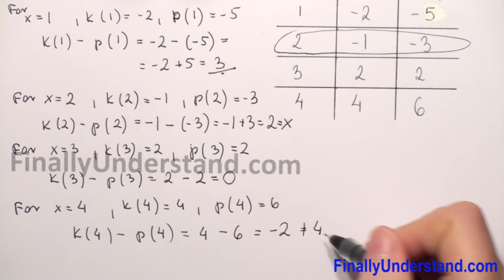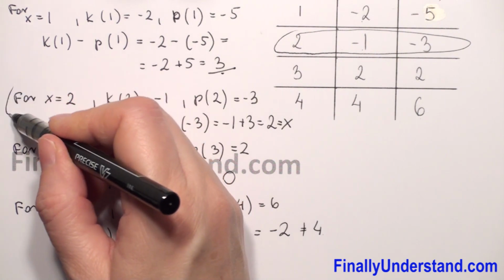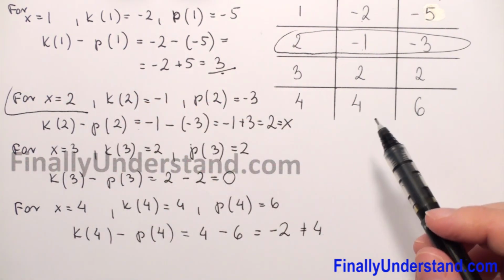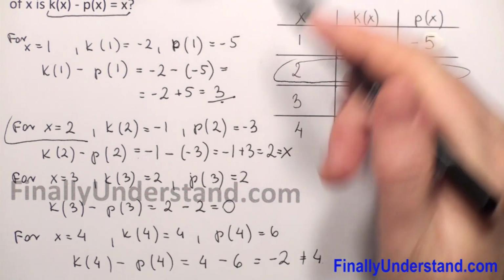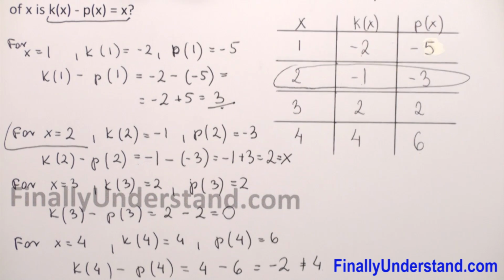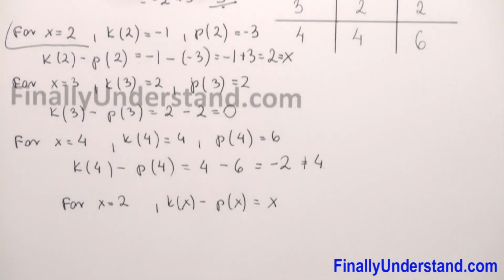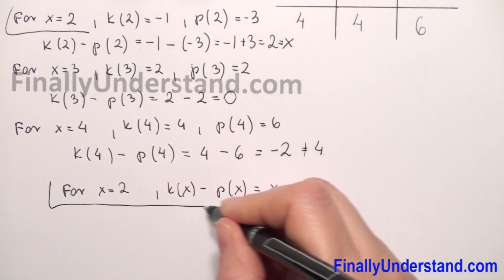It is different than 4. So we see that only for x equals 2, we have that k of x minus p of x is equal to x. So our solution will be that for x equals 2, we have that k of x minus p of x is equal to x. This is my solution.